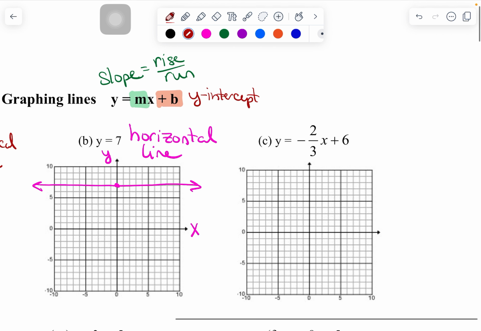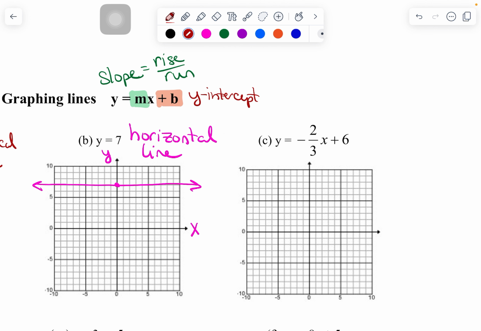So let's take a look at part C here. So we have a lovely slope of -2/3. We'll talk about what that negative does. But we're going to start with the y-intercept of 6. So on my graph, I'm going to label x here. I'm going to label y there. And on the y-axis, I'm going to go to +6. There we go. Got the intercept.